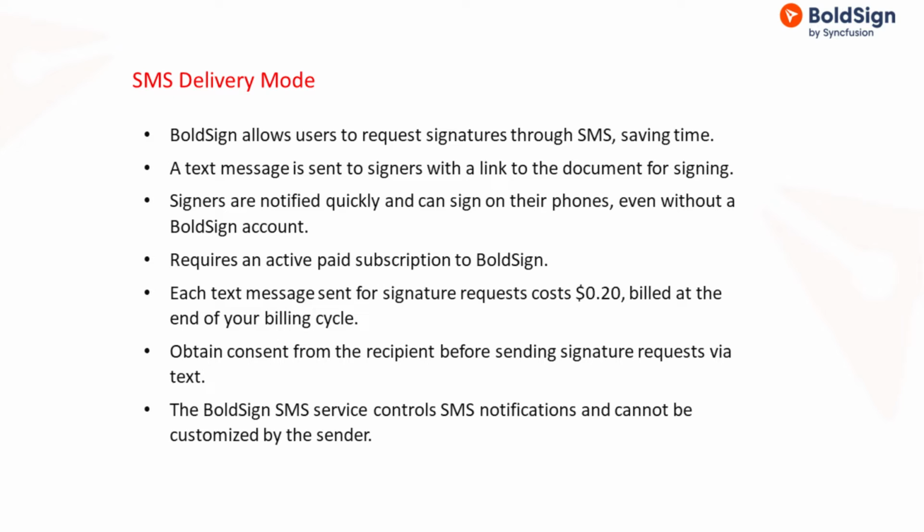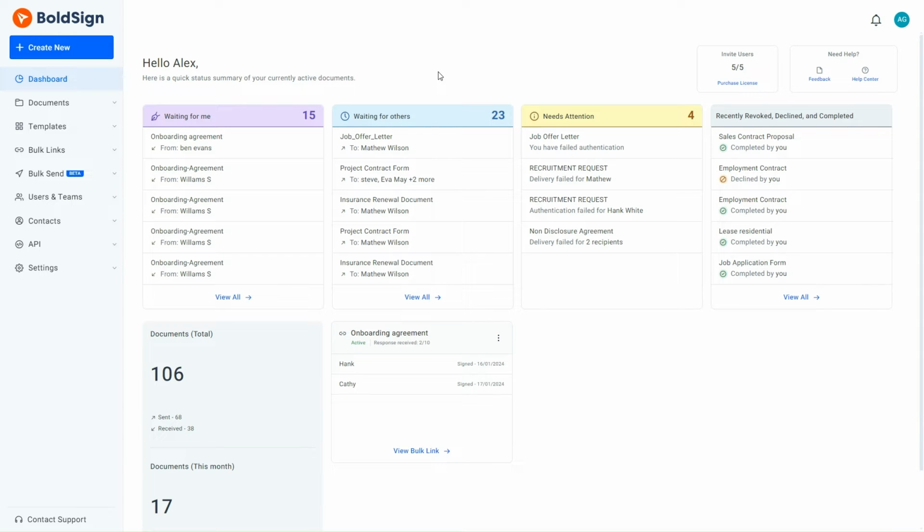Additionally, group signers are not supported in the SMS delivery mode. The SMS notification is controlled by the BoldSign SMS service and cannot be customized by the sender. Any small business owner or freelancer who needs to collect signatures quickly and remotely can benefit from using BoldSign's SMS feature. Let's consider a realtor who needs to promptly obtain the signature of a rental agreement from the renter. In this scenario, the realtor can utilize BoldSign's SMS feature to streamline the process and ensure efficient document signing.